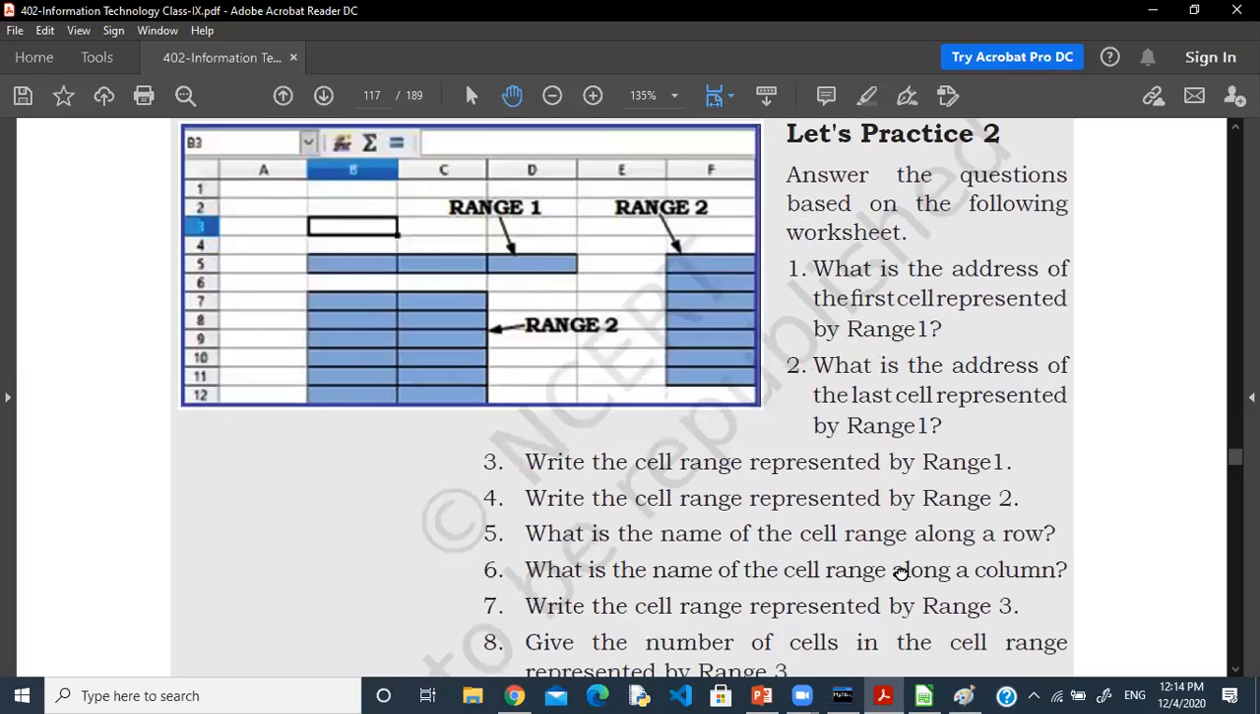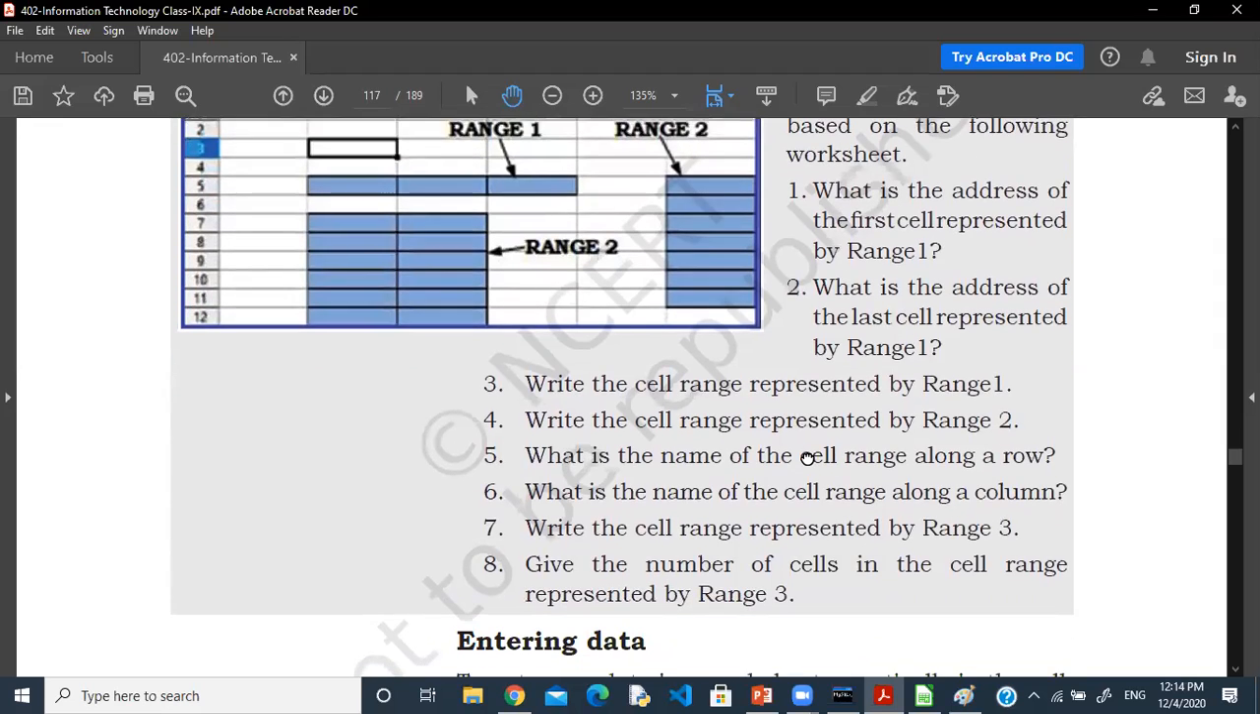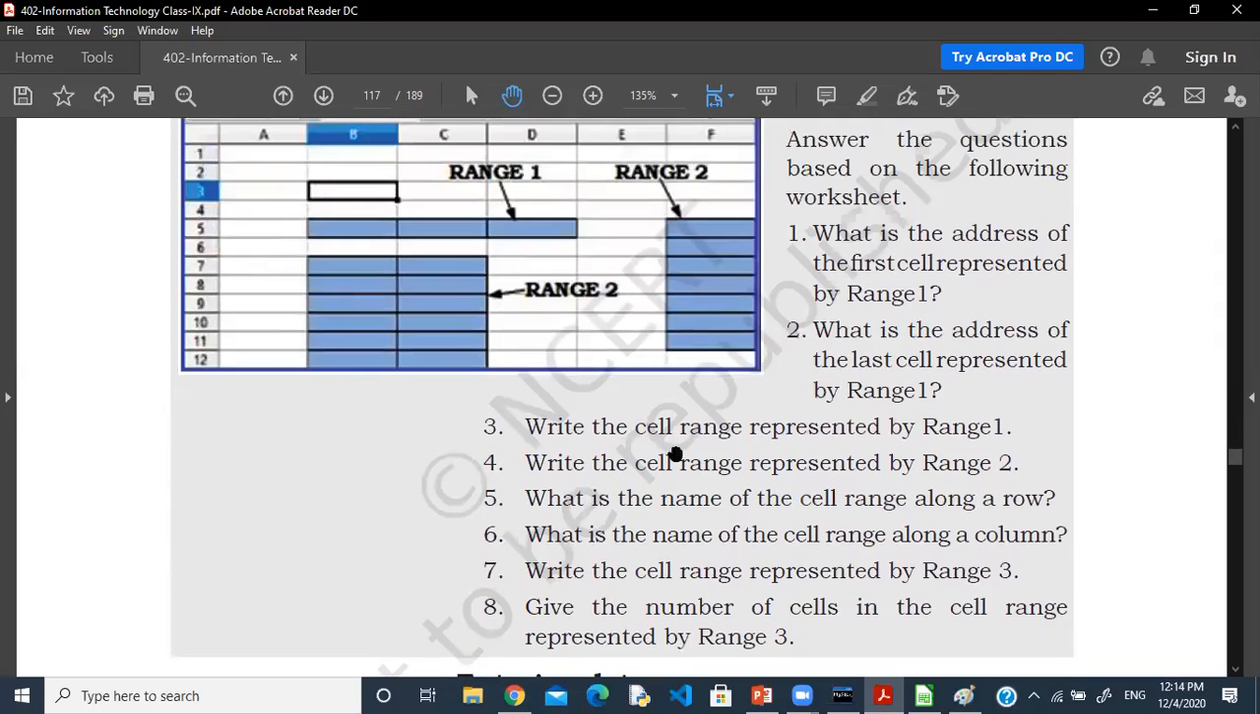Range 1, range 2. What is the name of this? I think this range is named range 3. This is given wrong. It is range 1. Okay. What is the cell range along a column? This is range 2. We write the cell range represented by range 3. This is range 3. By mistake, it is written range 2. So we have to represent the cell addresses. It is B7 to C12. Okay.